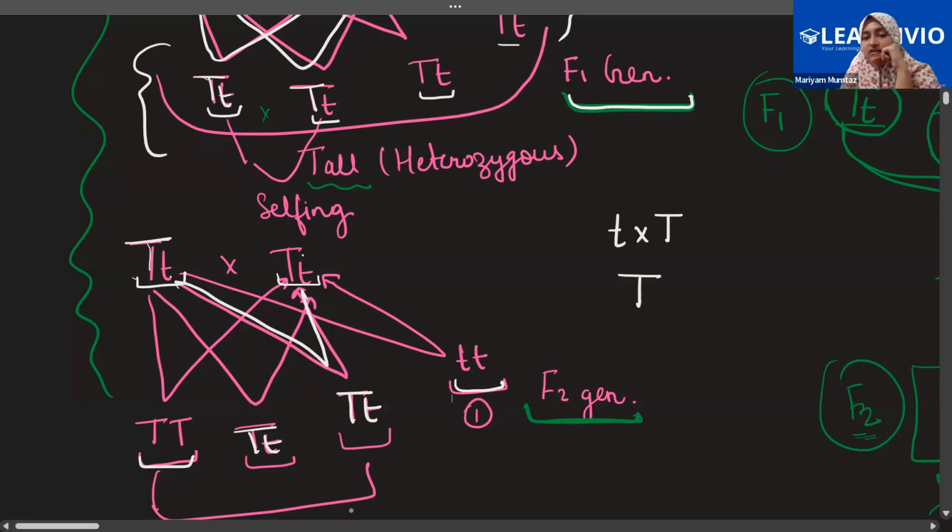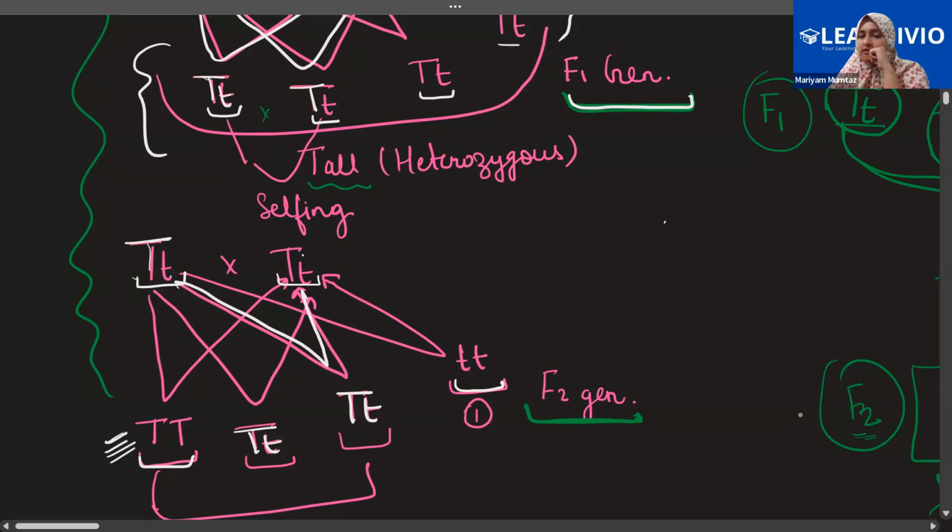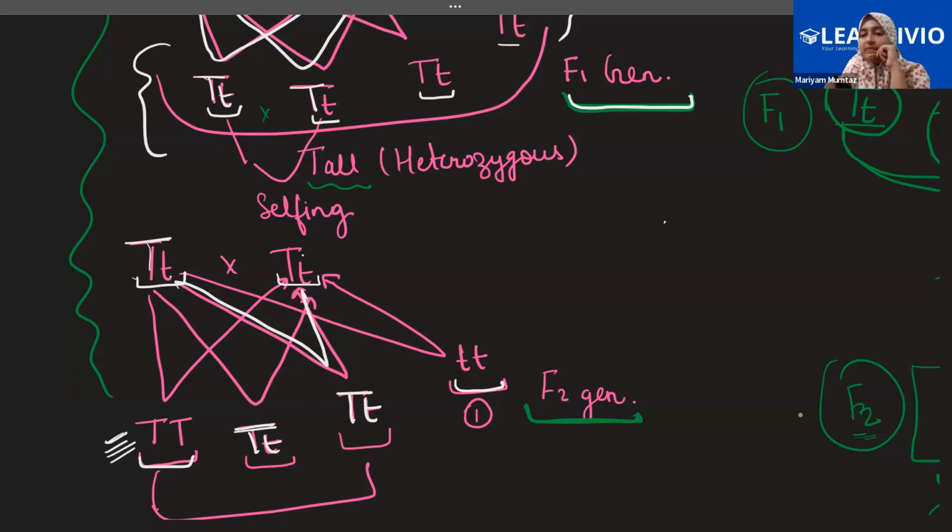Now in the F2 generation, tell me the phenotypes. What is the phenotype of this first one? Tall. Everyone agrees? Yes, ma'am. What is the phenotype of the second one? Tall. Third one? Tall. And the fourth one? Short. Dwarf, right? Now you see that out of all the members of the F2 generation, 3 of them are tall and 1 of them is dwarf, right?